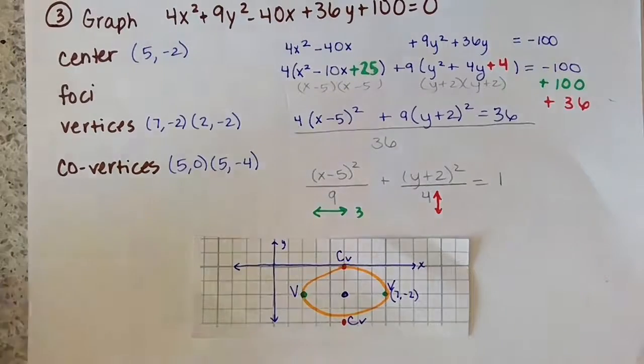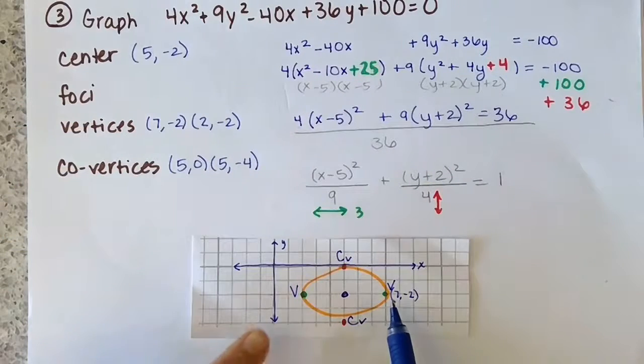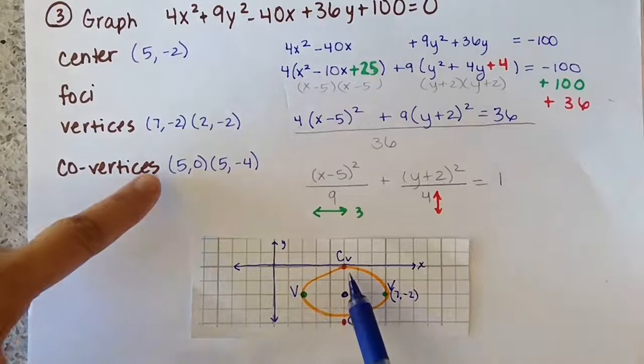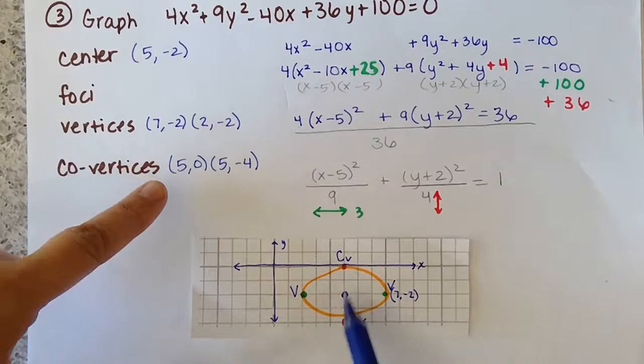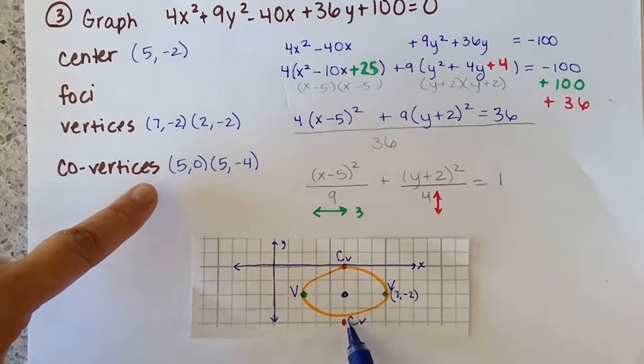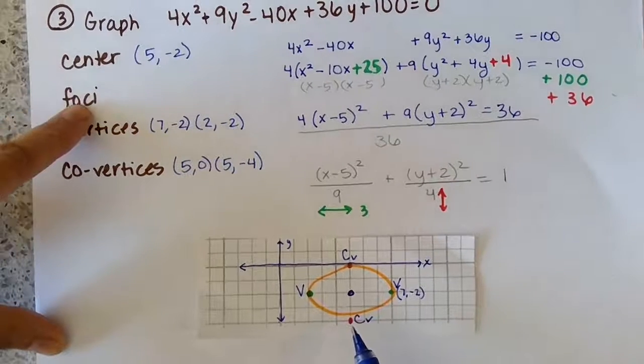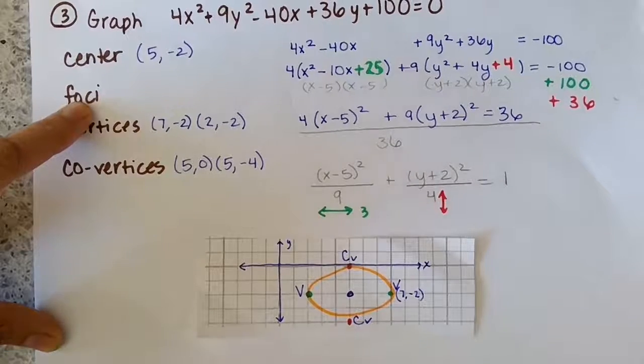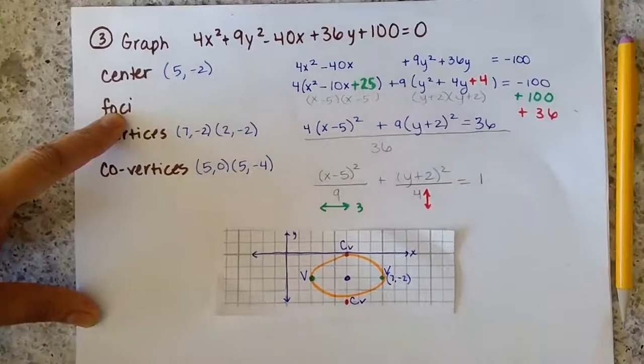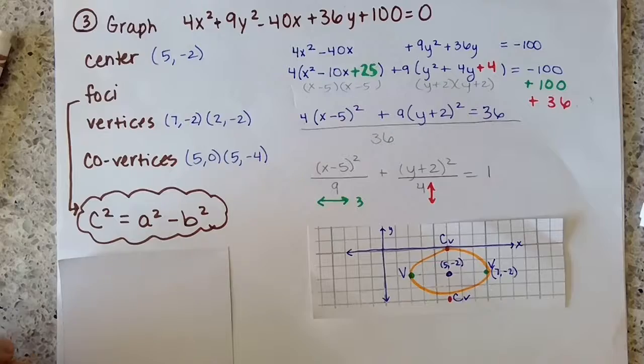So I went ahead and recorded the vertices. Vertices are going to be along your major axis. So 8, negative 2, and 2, negative 2. Co-vertices are going to be along your minor axis. So at 5, 0, and at 5, negative 4. So now I have to just go back and find the coordinates for the focus points. I'm going to go back, look for the formula, set it up.